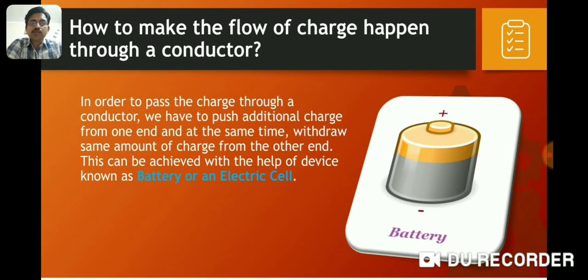How to make the flow of charge happen through a conductor? In order to pass the charge through a conductor, we have to push additional charge from one end and at the same time withdraw some amount of charge from the other end. This can be achieved with the help of a device known as battery or an electric cell. This battery or electric cell applies electrical pressure on the electrons in a conductor to make them move from higher potential to lower potential. Thus, the role of the battery in an electric circuit is to maintain potential difference.